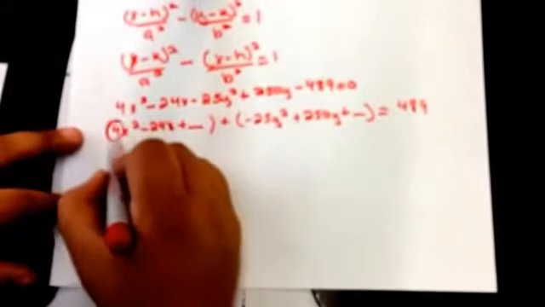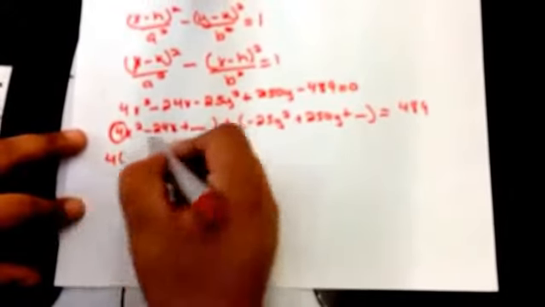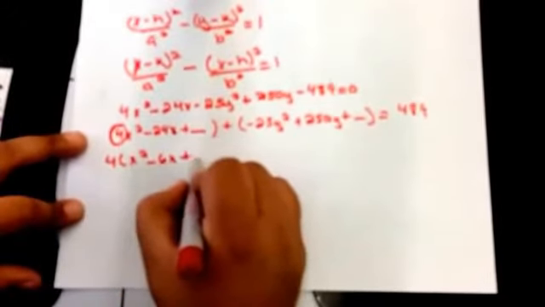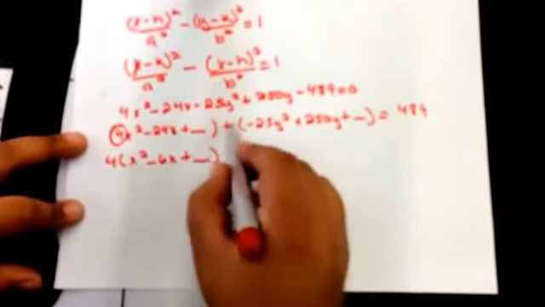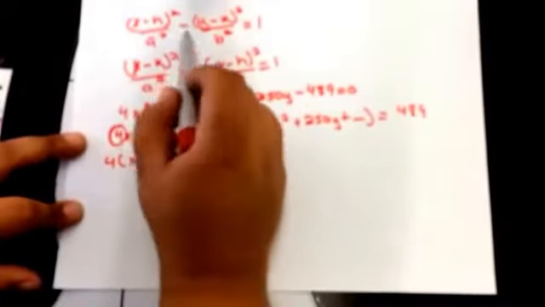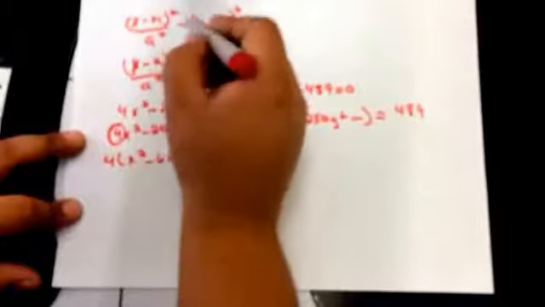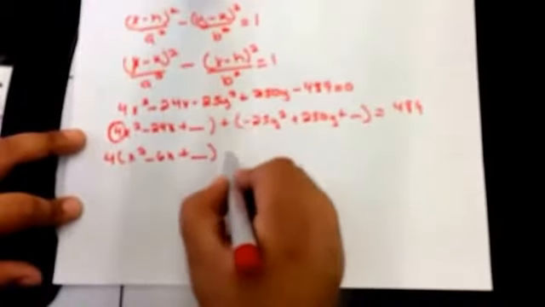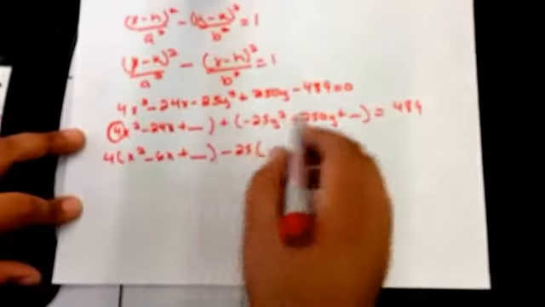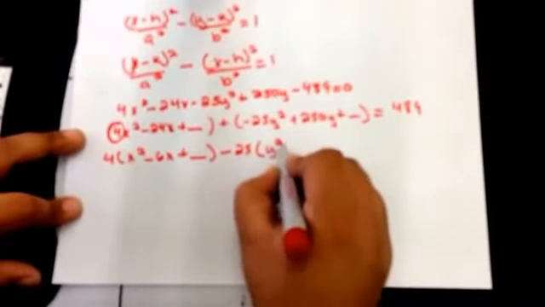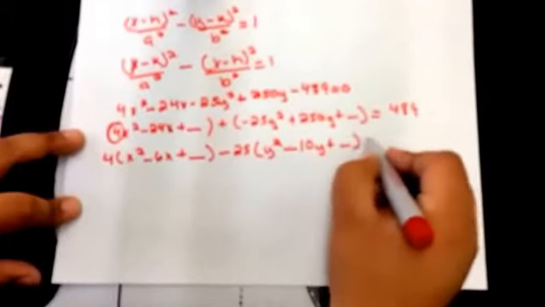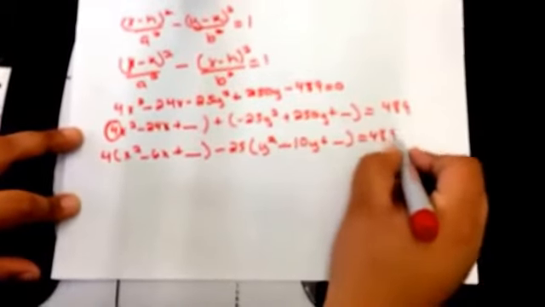So we need to factor out a 4. So 4 times (x squared minus 6x plus a number). Here you need to factor out a negative sign because remember that that's the standard form. Now it's negative instead of positive. So factor out the negative. Negative 25 times (y squared minus 10y plus a number) equals 489.